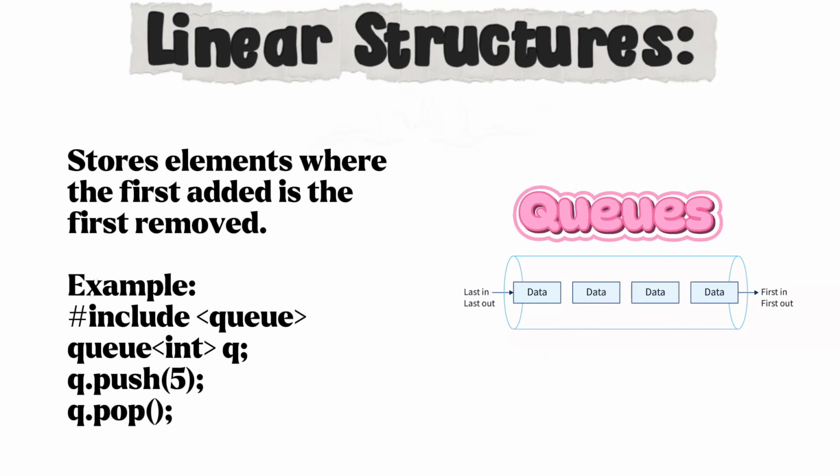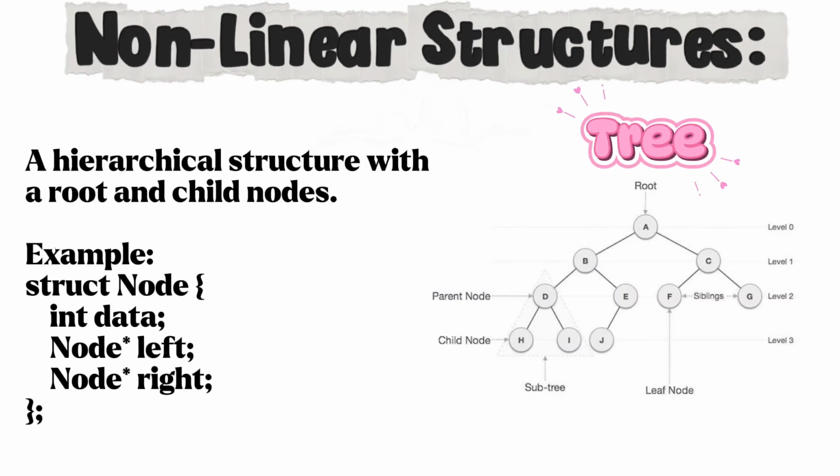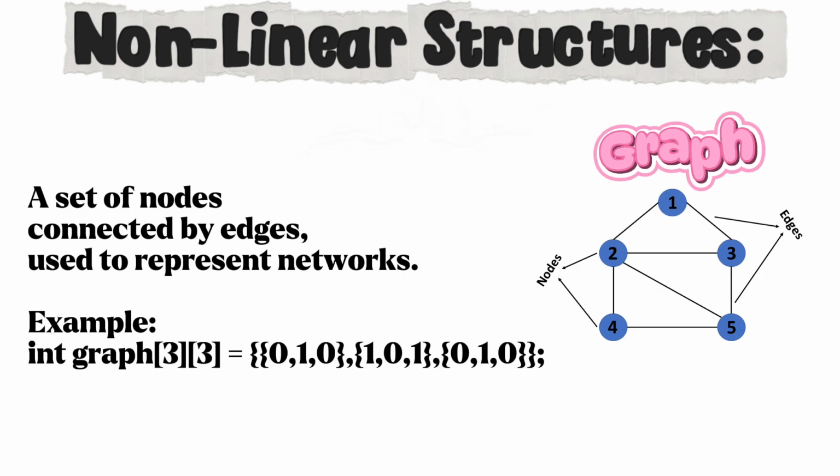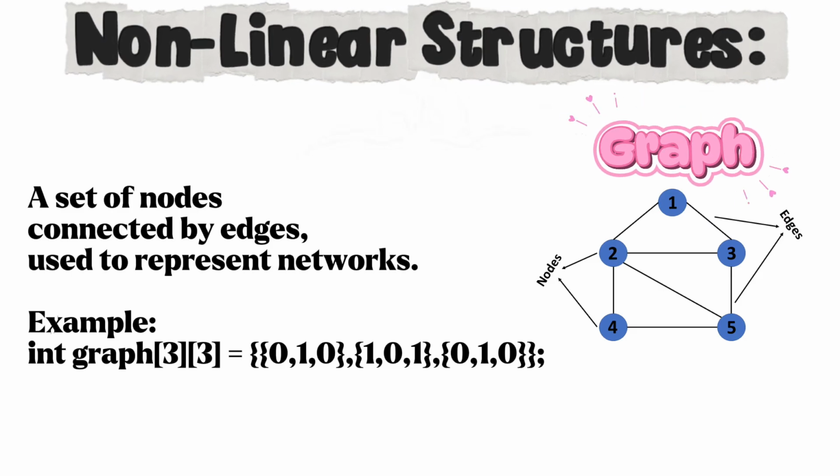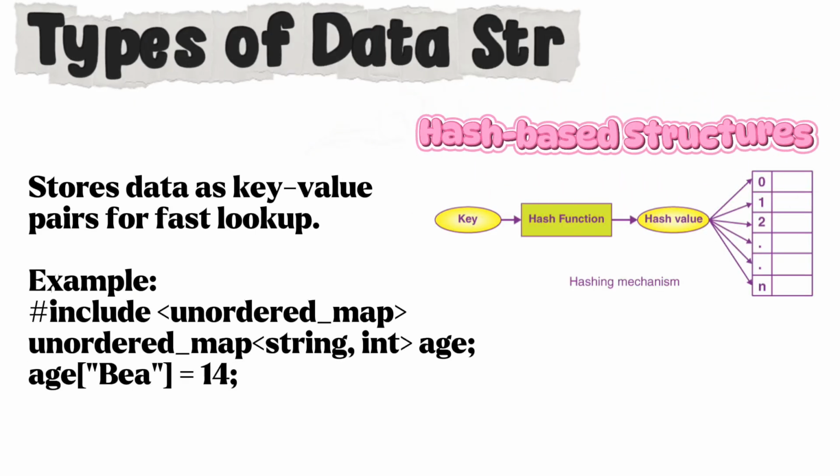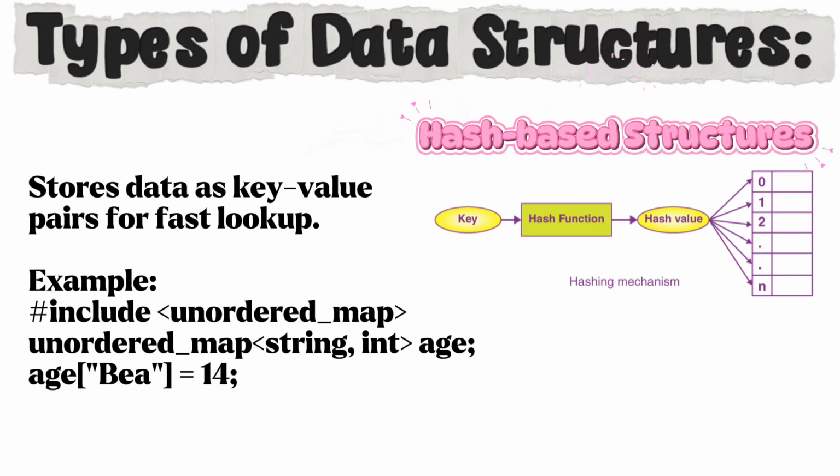A queue follows first in, first out, meaning the first element added is the first one removed. A tree is a hierarchical structure that has a root node and a child node, similar to a family tree. A graph is made up of nodes connected by edges, and it is commonly used to represent networks. A hash table stores data in key-value pairs, allowing very fast data retrieval.